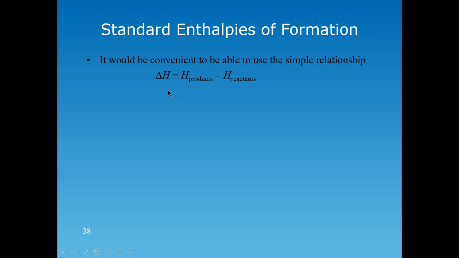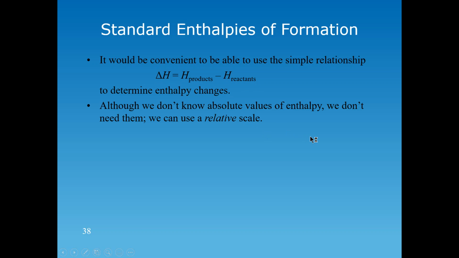Now, in theory, that would be possible, excepting that in practice, it's not possible because it is impossible to know the absolute values of the enthalpy of products and reactants or any substance whatsoever, right? So even though that would be very nice and convenient, we cannot simply calculate the enthalpy change based on this equation right here. So what we have to do is, as stated here, before I move on, we don't know the absolute values. So therefore, what we have to do is use what is known as a relative scale.